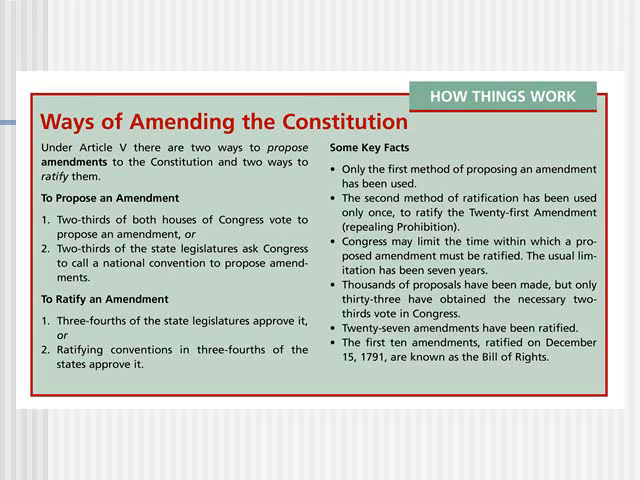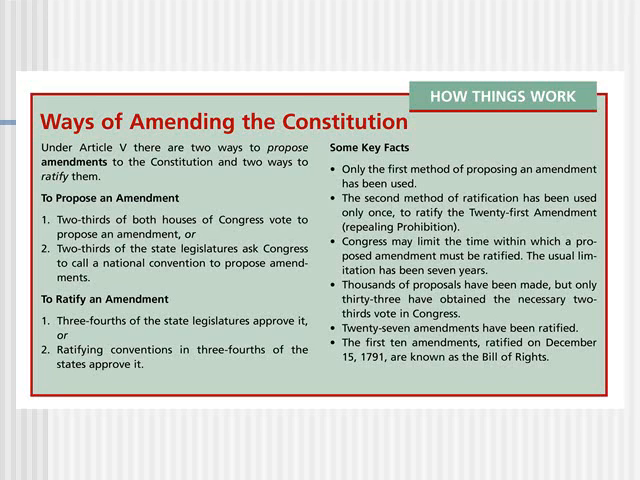And this is a table that goes into it some more. So, some of the key facts. Only the first method of proposing an amendment has been used, which is 2/3 of both houses of Congress voting to propose an amendment. The second method of ratification has been used only once. The second method of ratification is ratifying conventions and 3/4 of the states approve it. And that was to repeal prohibition.